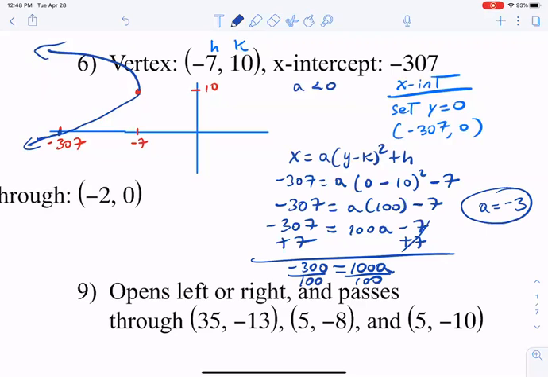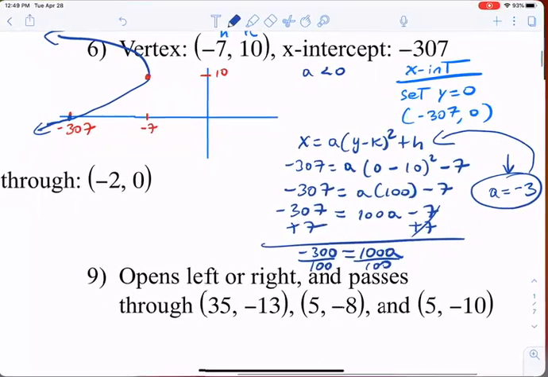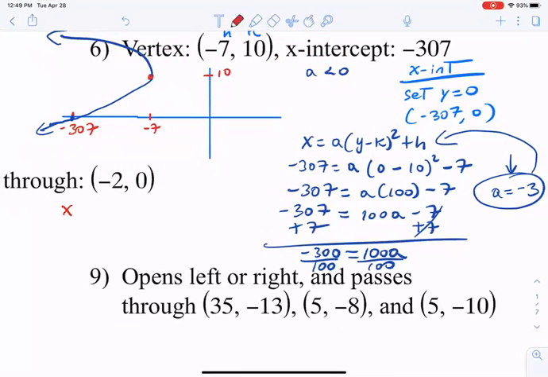Well, we said that a has to be less than 0. That means that it has to be negative. So indeed, a is -3. So that satisfies our conceptual understanding of how this graph should affect the value of a. Now that I have a, I have that vertex, I can write my general equation. So what I need to do is plug that here, in other words, into my standard form for the conic section. So if I plug that there, I have x equals -3, y minus k, k is 10, squared plus h is -7.